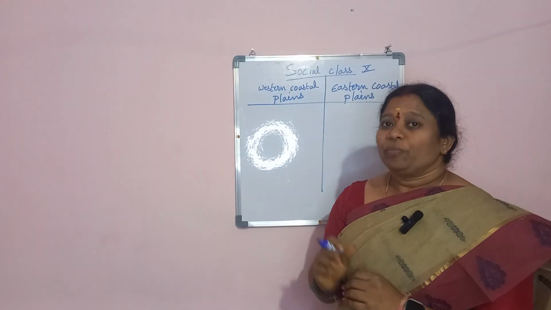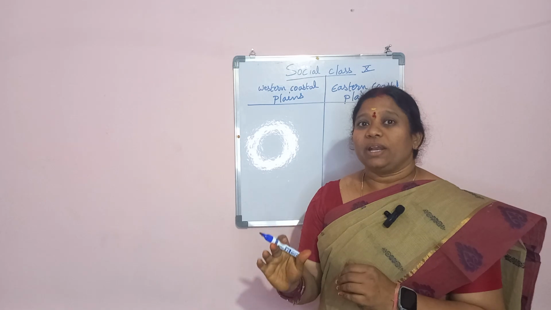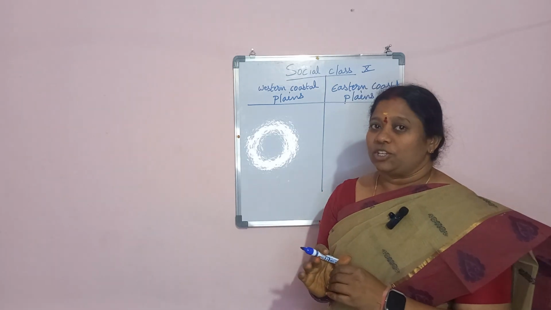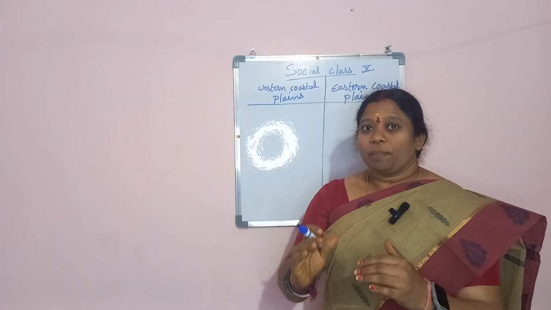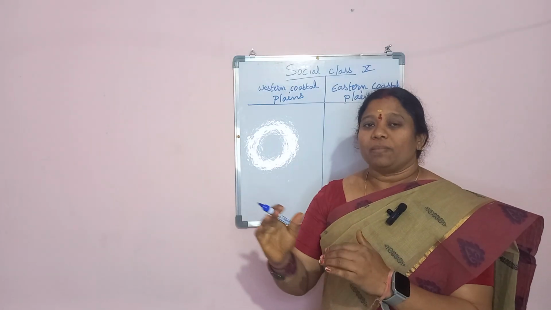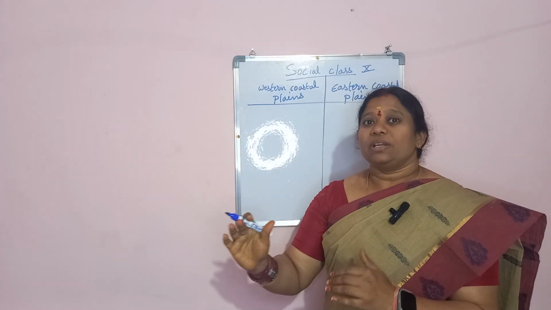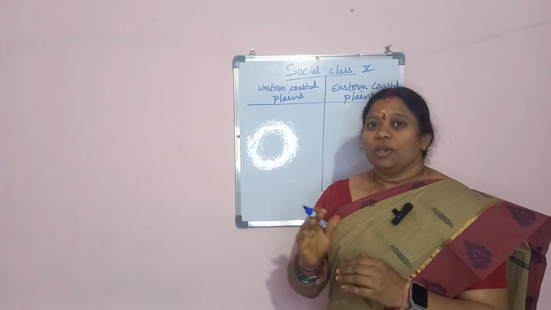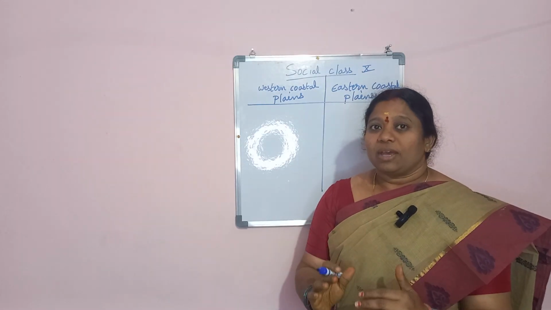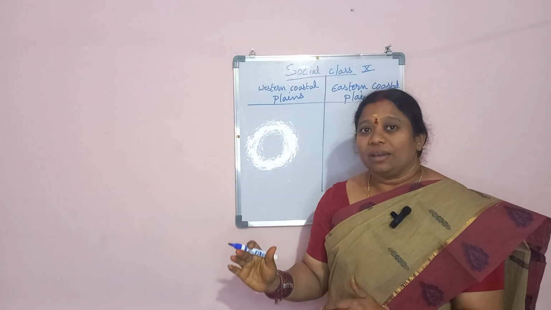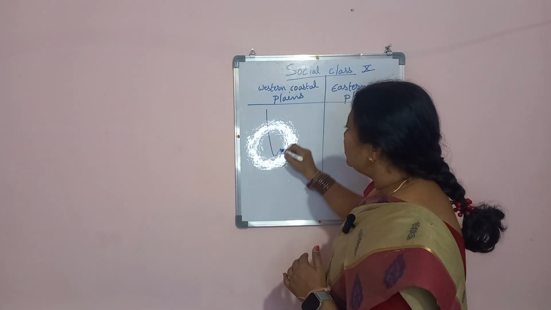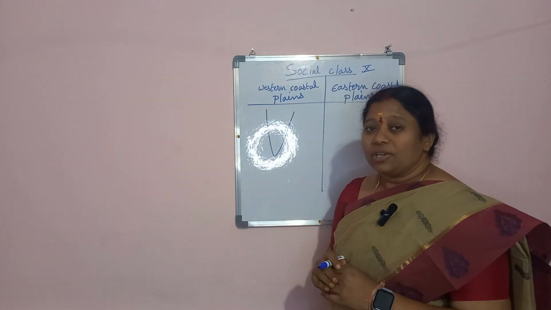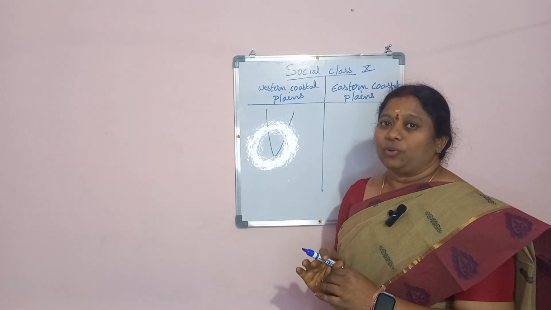So here children, in order to get good marks in the examinations, when your paper is something different from other papers, then only there is a chance to get full marks. So for that purpose it's very important to draw a diagram, because here for example, western coastal plains and eastern coastal plains, where they are situated.